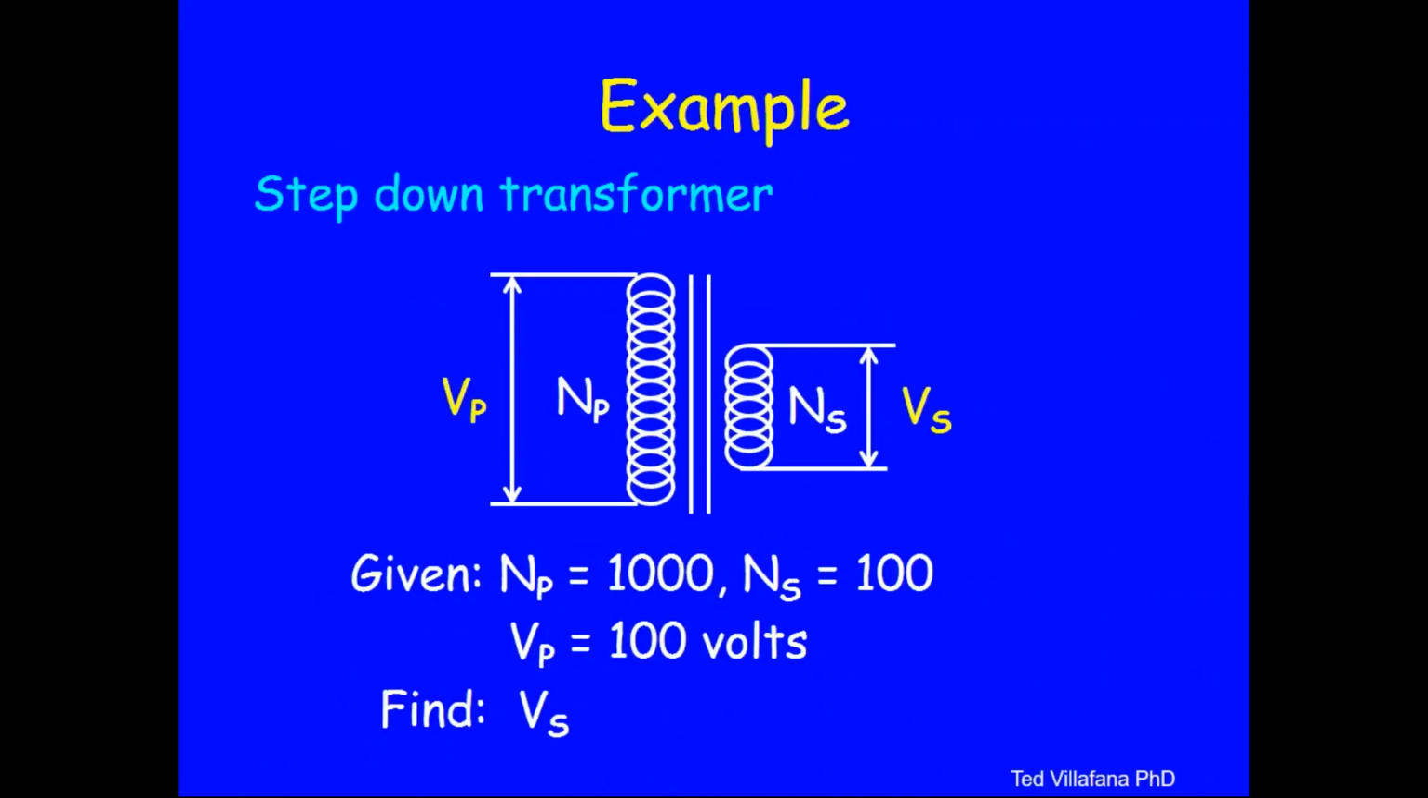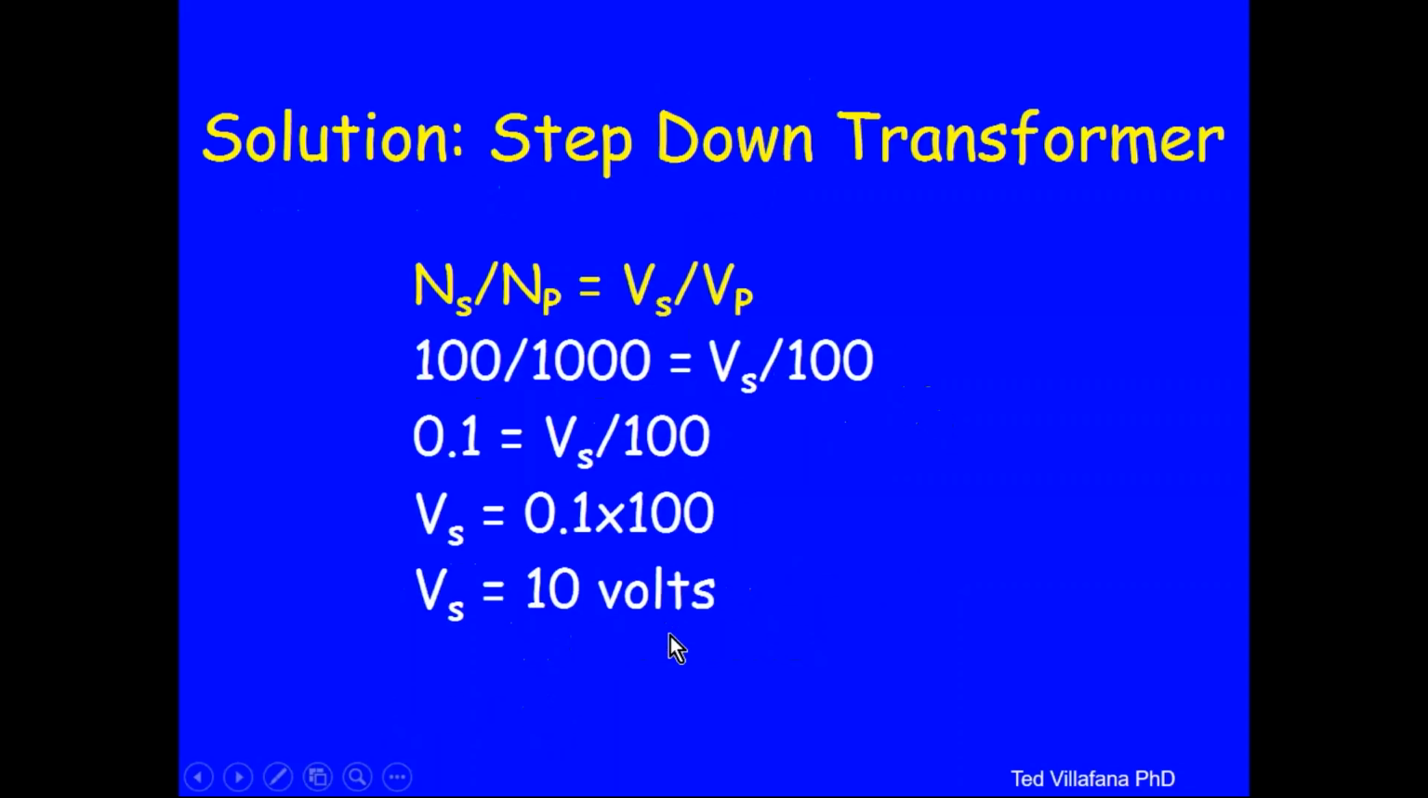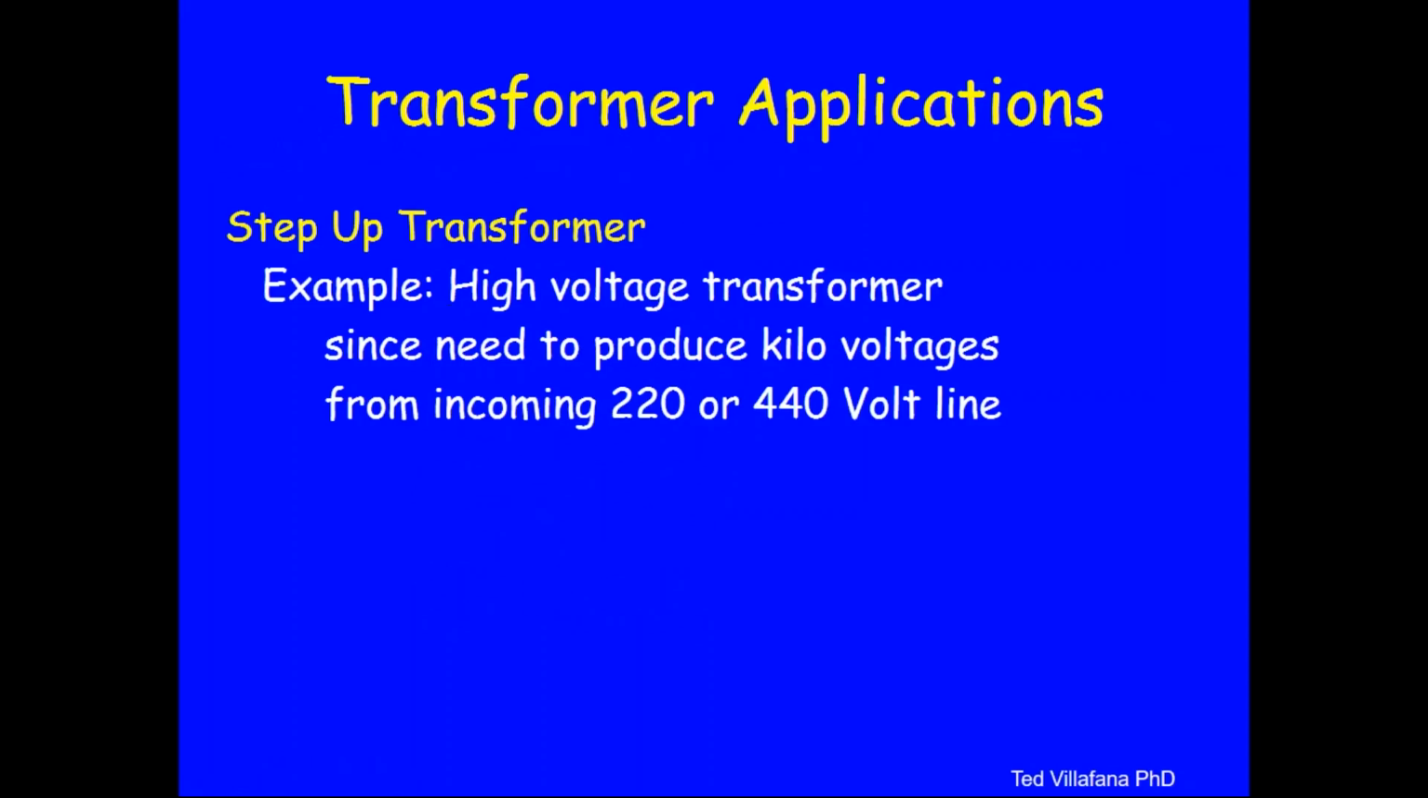But let's finish up with the idea of a step-down transformer. Now time is up, but it's the same idea, but now we're going in the opposite direction. In this particular example, notice that you start out with 1,000, but then you went down to 100. In other words, a factor of 10. Well, if you have a voltage of 100, you got to go down by a factor of 10, and there's the answer, 10 volts. Okay, so the same idea, except that you're going in the opposite direction.